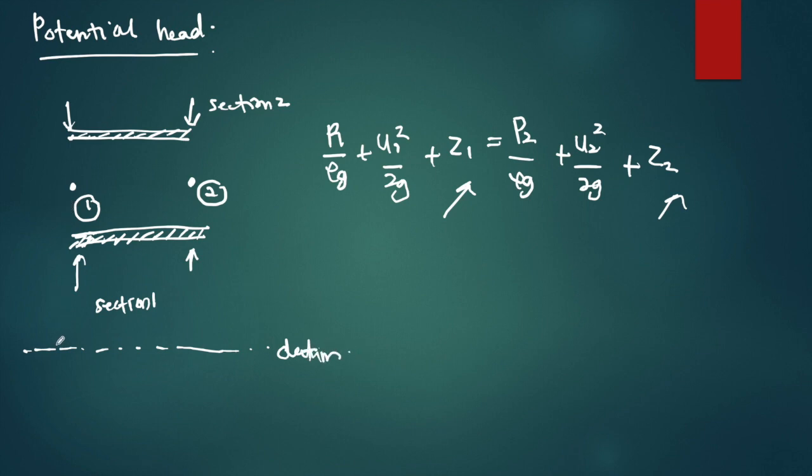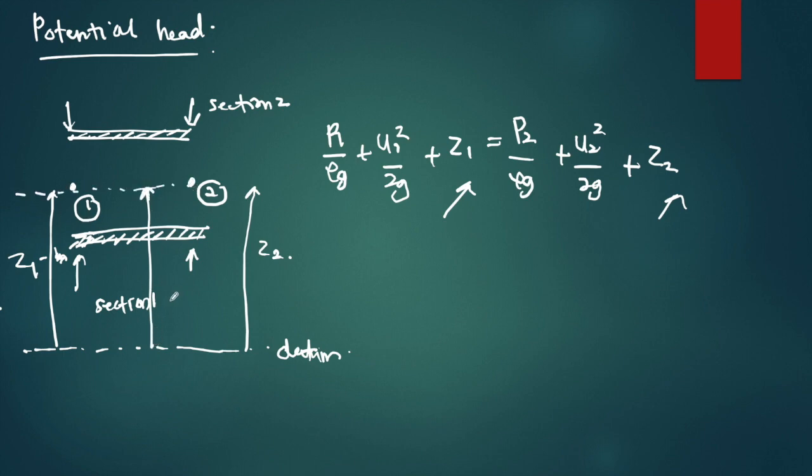Now we want to find what is Z1. From the datum to point 1 is Z1, and from the datum to point 2 is Z2. Let's say the height from the datum to point 1 is h. So this is h, from here up to this point. Now Z1 is h, Z2 is also h, from the datum up to point 1. So both of them have the same value of h.